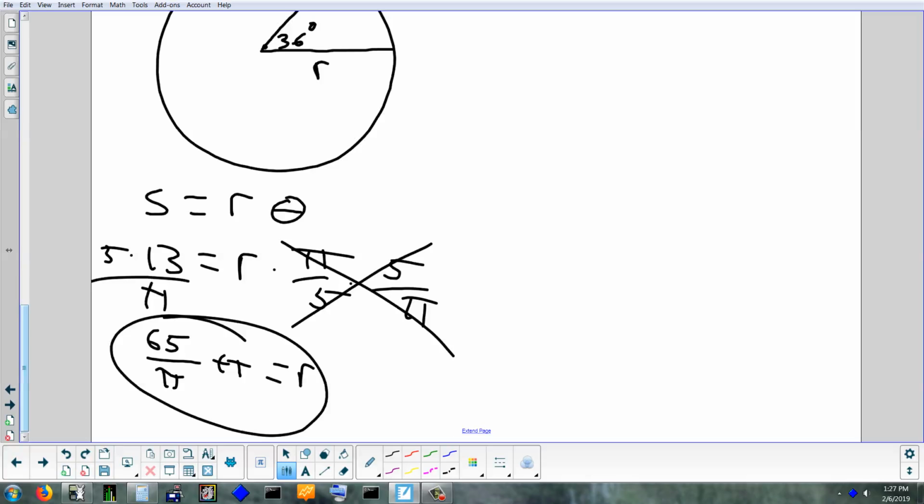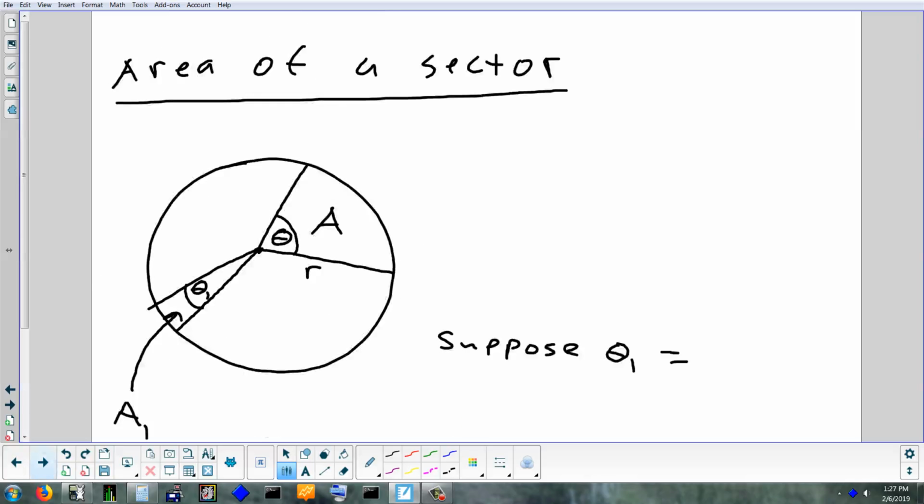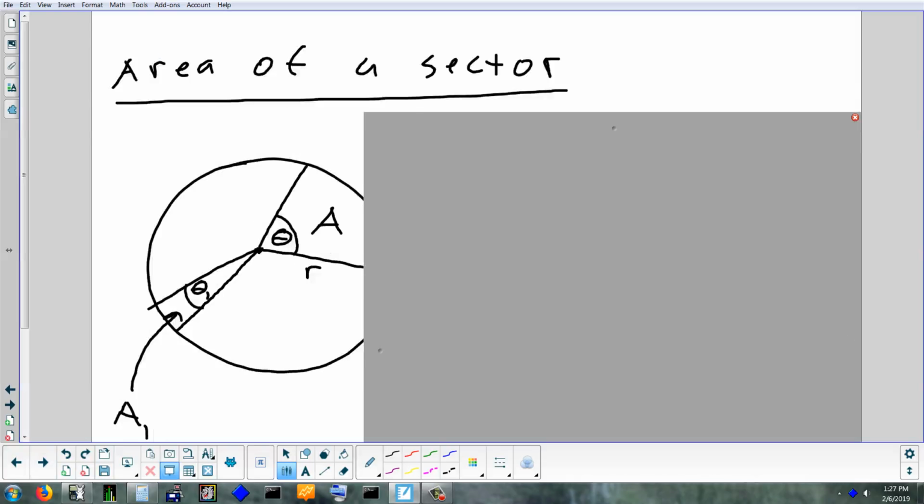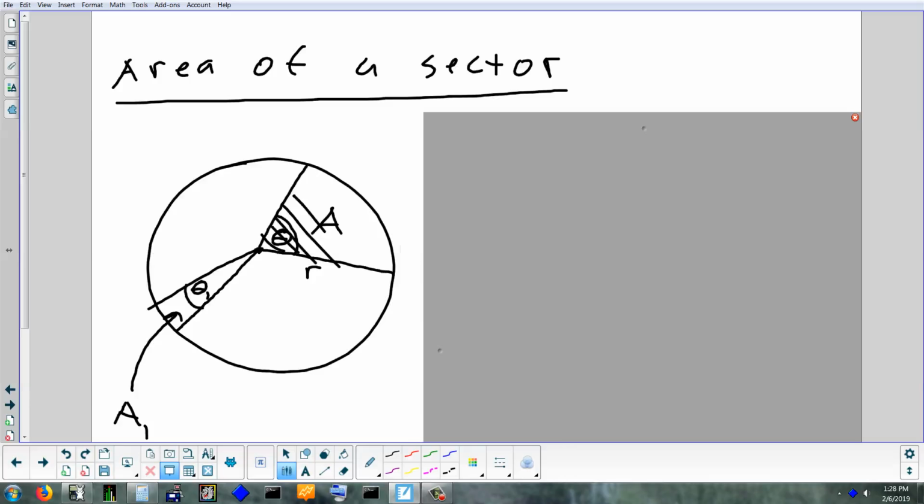Okay, so that's the arc length. So the last thing we're going to look at is the area of a sector. So now in this formula, we're going to set up a diagram kind of like we did at the beginning, but we're not focusing on how long something is now. We're going to focus on the area that it takes up. And these shapes are sectors. I'm going to erase the shading because it's kind of hard to read if I leave these there. But what I just shaded in, that shape is called a sector.